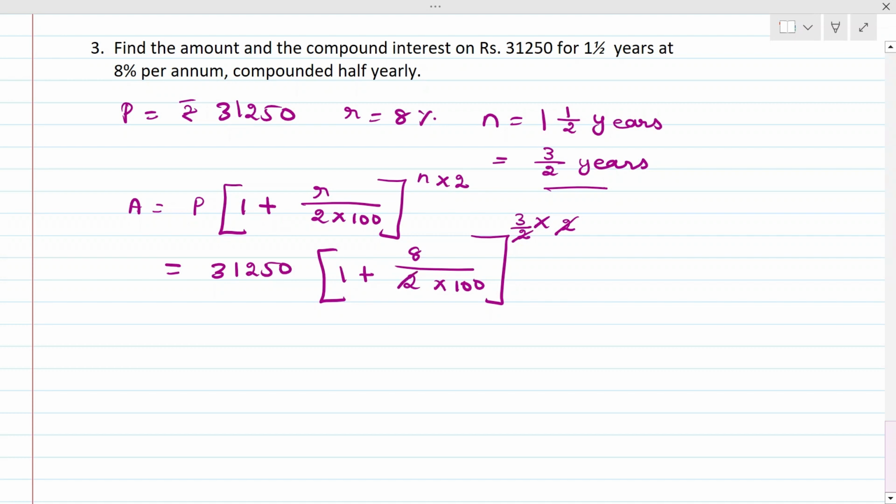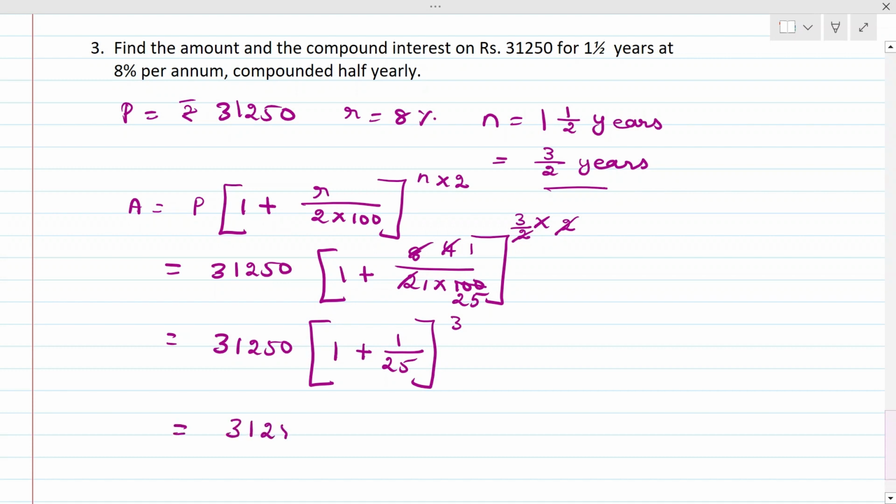And now this 1 and 4 times, and when you cancel it, it will become 25. So what is remaining now? 31,250, the whole, power 1 plus 1 by 25, the whole power 3. That's all. No fraction is there in the power now. Only 3 is there. Okay. Now we'll take LCM. 31,250. LCM is 25. So 25 plus 1 by 25, the whole cube.